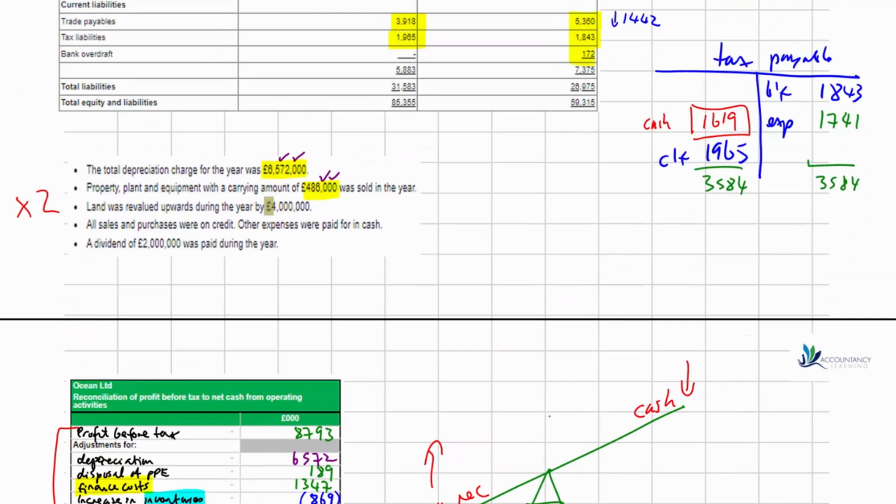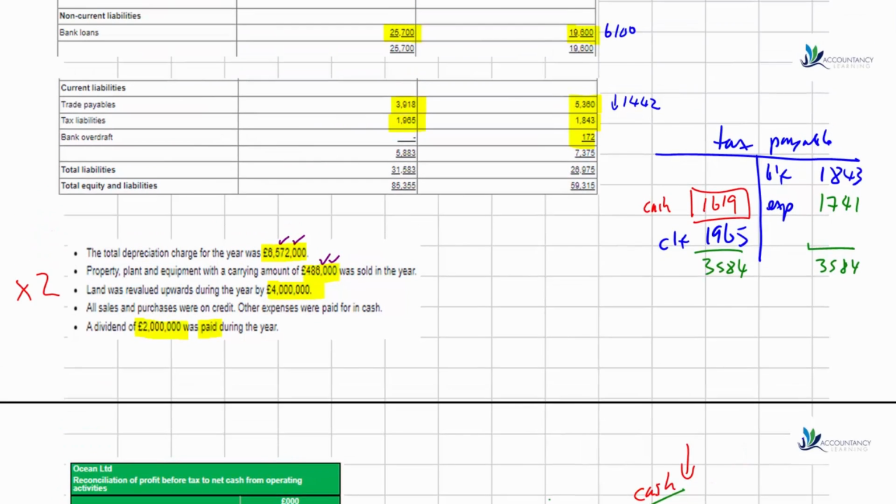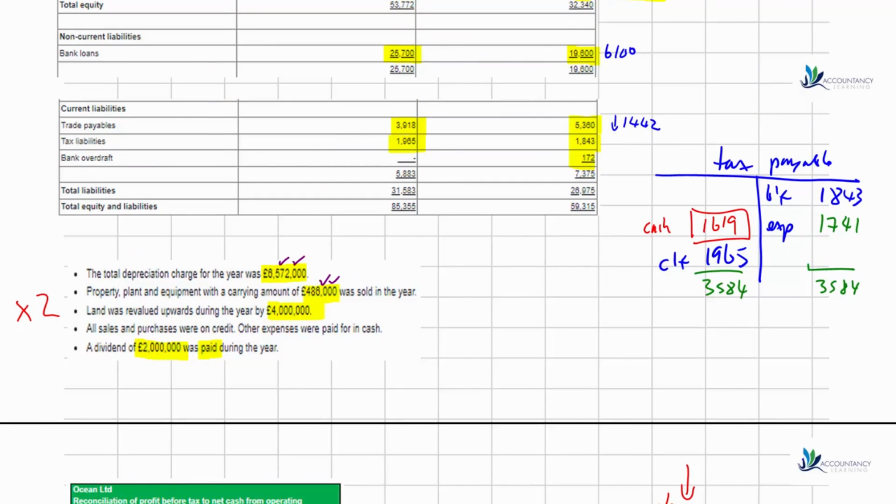So here we've dealt with that. Next, all sales and purchases were on credit. Other expenses were paid for in cash. That's giving you some background information, which you're likely to see in your question as well. And then finally, a dividend of 2,000 was paid. Well, we managed to work that out, didn't we? But it says it was paid. And yes, we can see in our balance sheet, there is no dividend payable, is there?